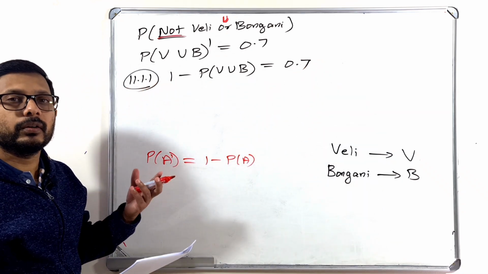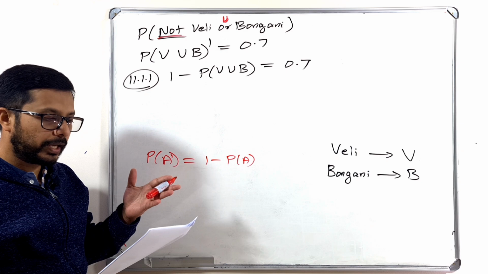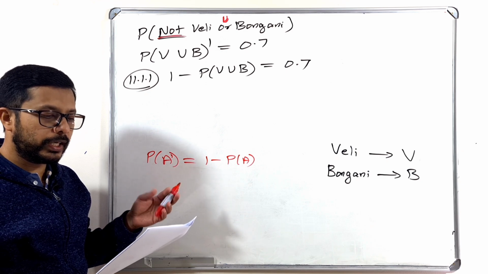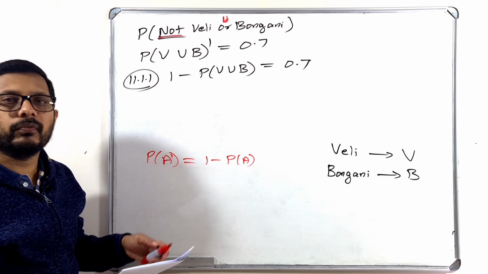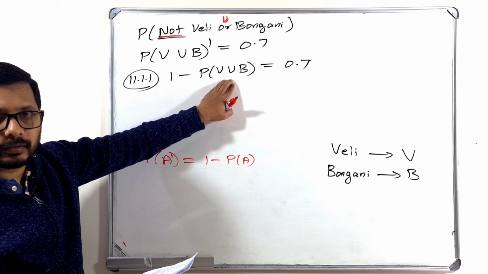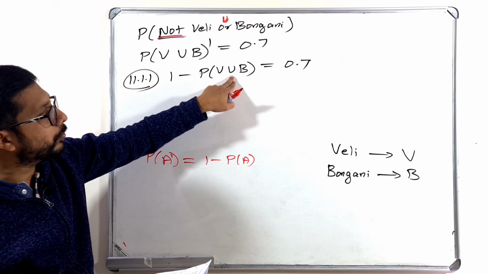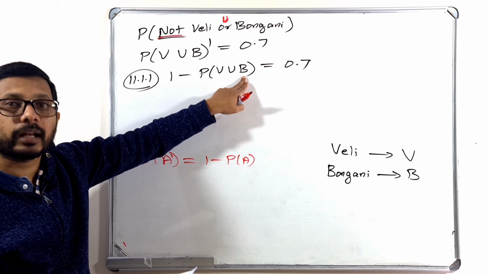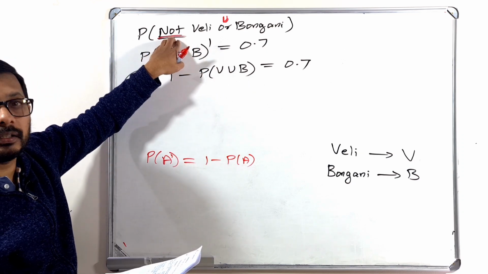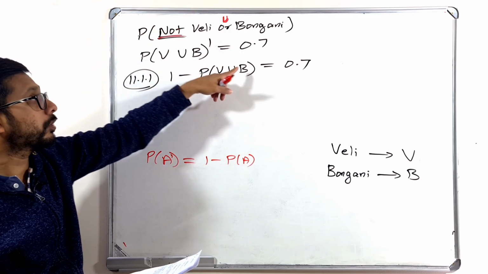We have to find the probability that at least one of the two learners will arrive late. Arriving late means probability of Valley union Bongani. What is given? Not arriving late is 0.7.